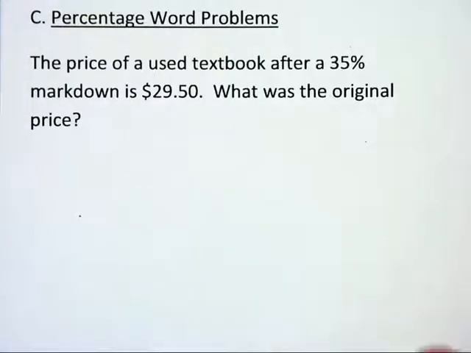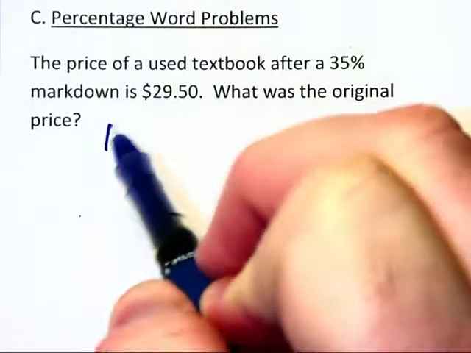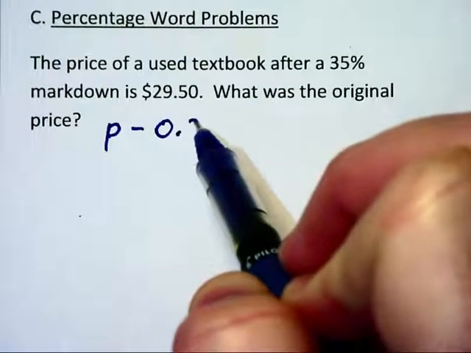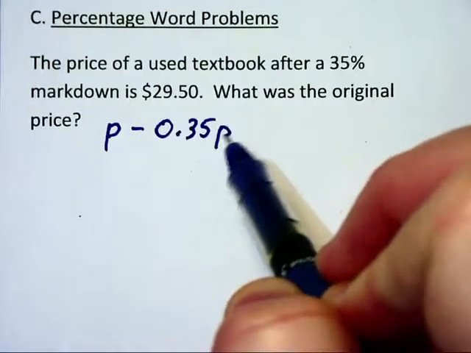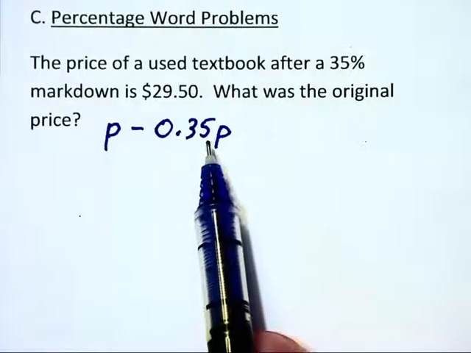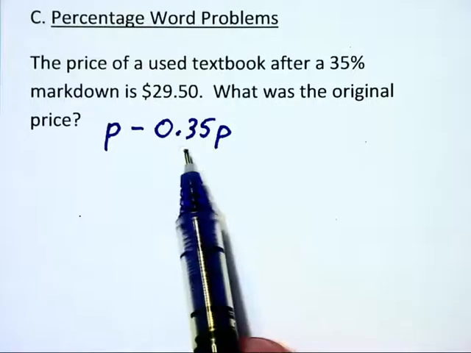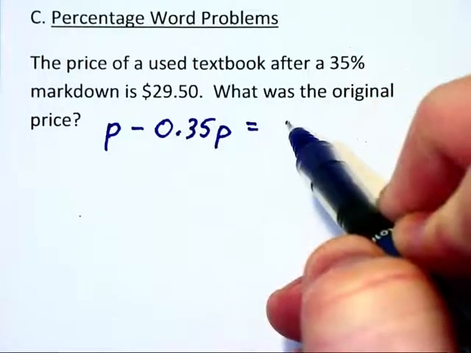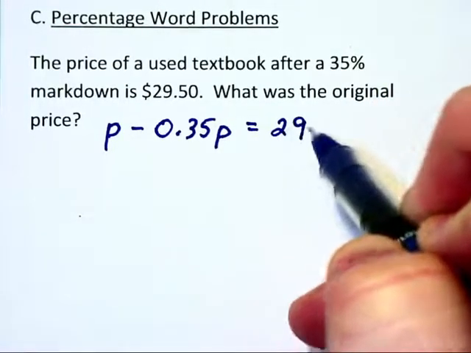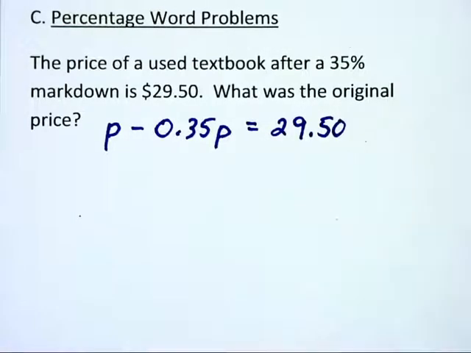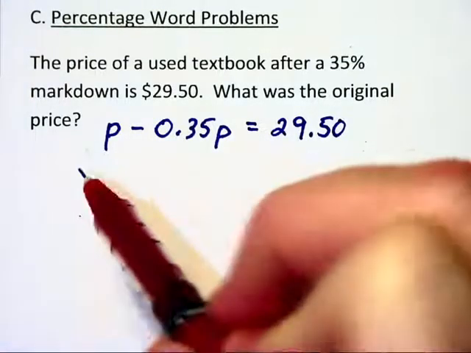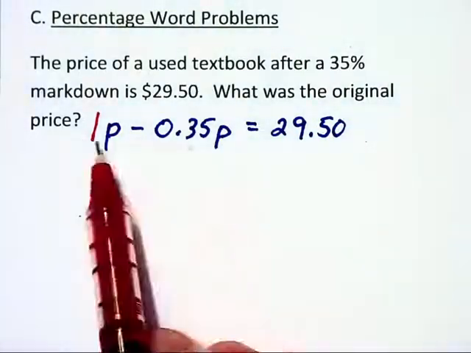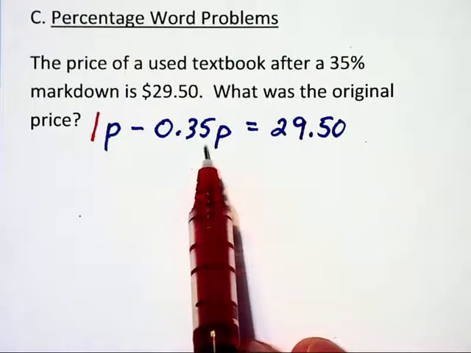We're trying to find the price, which I'm going to call P, and then I'm going to take a 35% discount, and I'm going to subtract 35% of the original price. Of can be thought of as multiplication, so 35% or 0.35 times the price is now going to have a sale price of $29.50. There's the equation we want to solve, and I'm going to pretend that there's a 1 out in front of my original P here so that I have like terms and can subtract the coefficients.